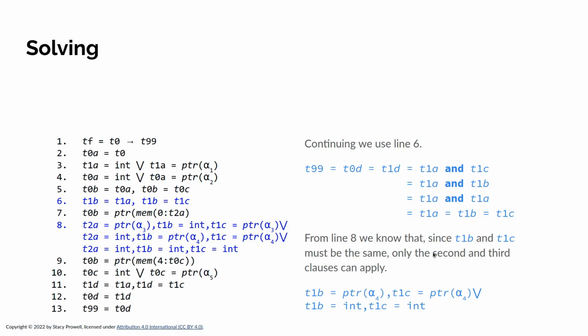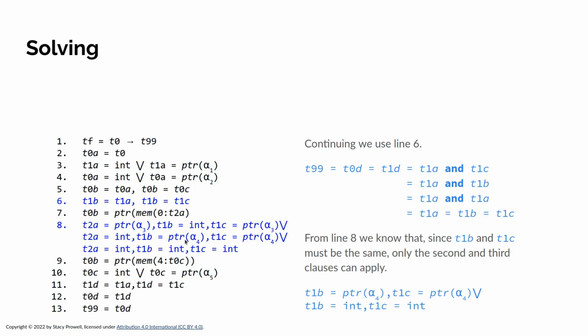T1B and T1C. Only the second and third clauses can apply, right? Because for this one, T1B is an int, and this one, T1C, is a pointer. So those can't be the same thing. So this one can apply if we're going to honor this. Can this one work? Yep, T1B is a pointer, T1C is a pointer. That works, right? They can be equal. How about this one? T1B and T1C are both ints. That works. They can both be equal. So either one of those will work.